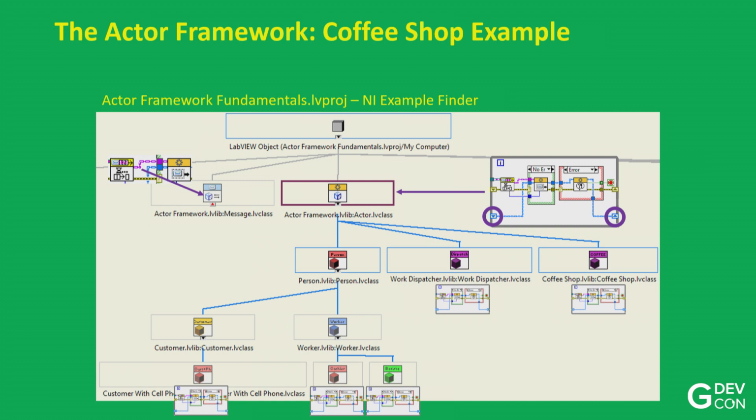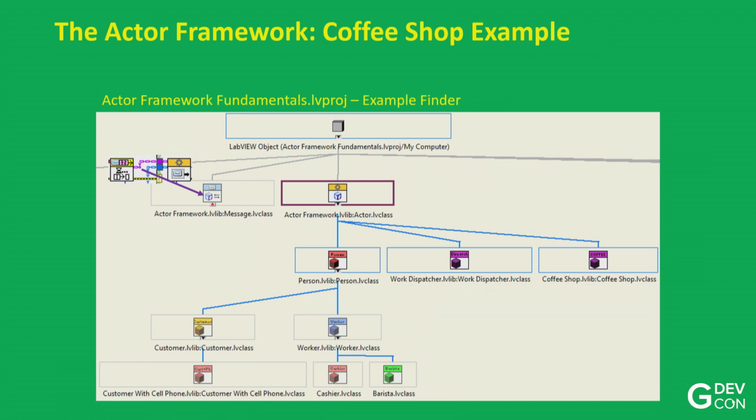Next to the actor class on this tree, we have a message class. Now that message class, remember, the message is the object which we pass into our receive message VI. And the sub-VI within there will change depending on the object that's passed through. So every message that we want to send between these individual processes or individual actors will inherit from message class.